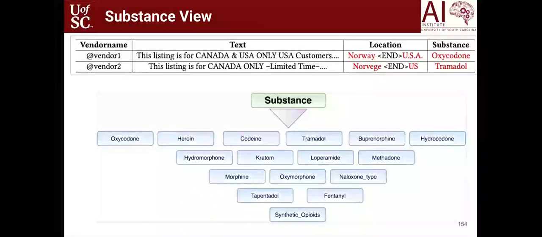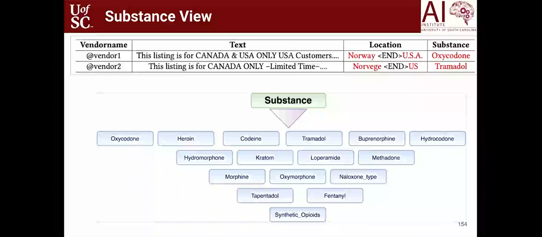This snippet is from our dataset, which shows that the location and the substance information are widely used in the description of the product when the vendors are selling. So for each drug, we extract its substance and shipping information, for example from where and to where. The location from which a vendor operates is an important feature in our vendor embedding. However, the location information can be expressed in various formats.